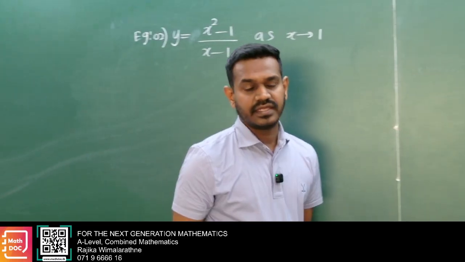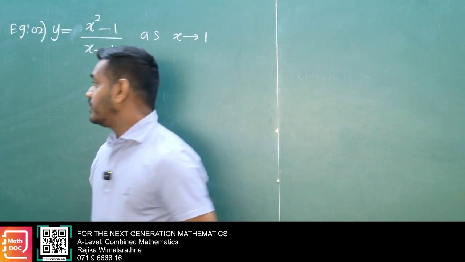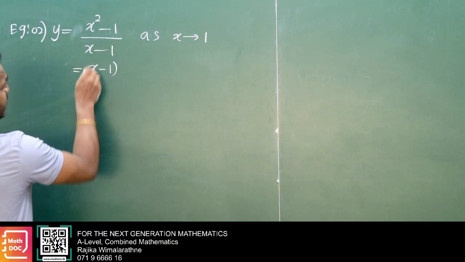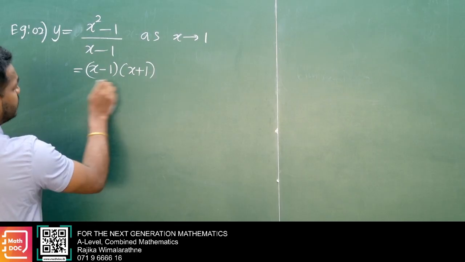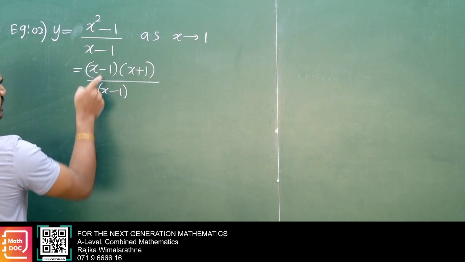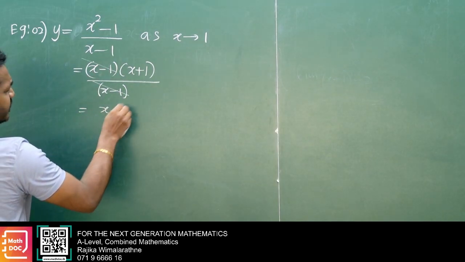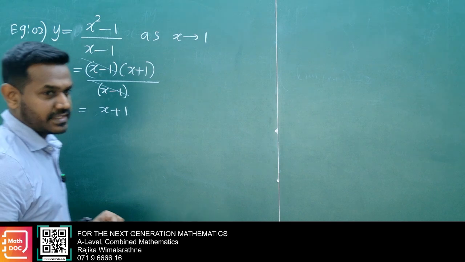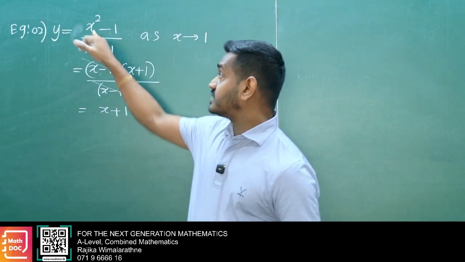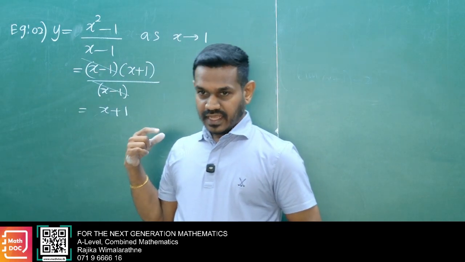Example 2. Now see this clearly. When you consider this, let's do it this way: x minus 1, x plus 1 over x minus 1. So we have a common factor. When you cancel this, let's see what will happen. We get x plus 1, the same as the previous function. But x squared minus 1 over x minus 1, x plus 1, actually it is different.